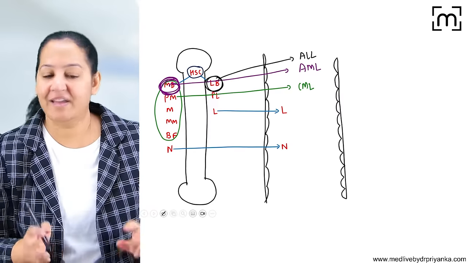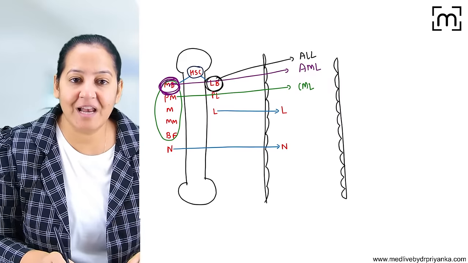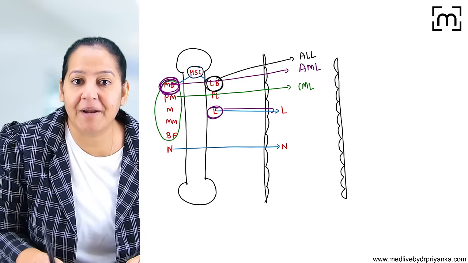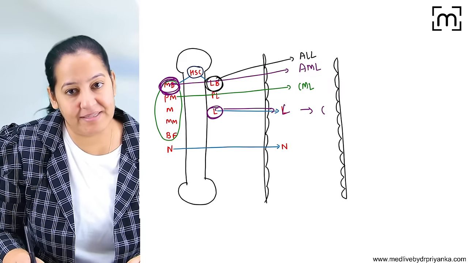What will come in the blood? Here none of the blasts will come in the blood. In CLL, mature lymphocytes come in the blood. Mature lymphocytes come in the blood, CLL.